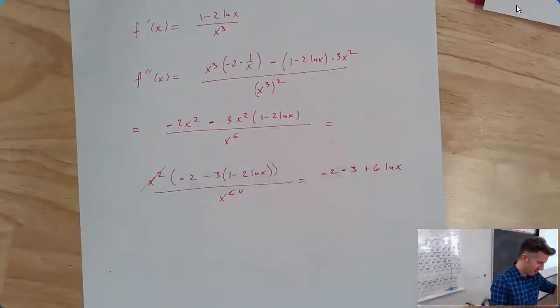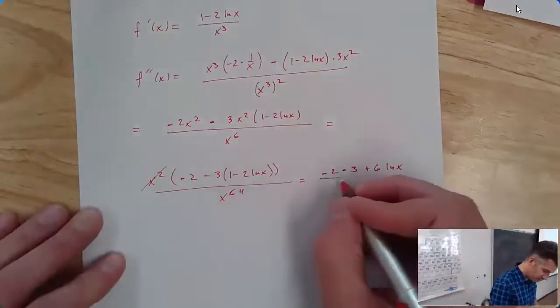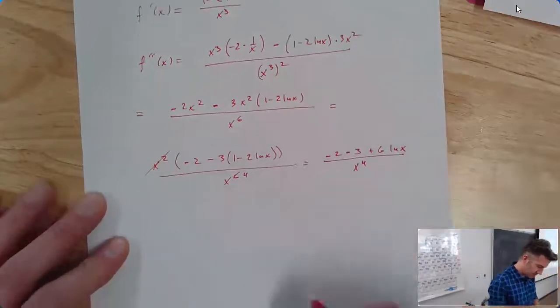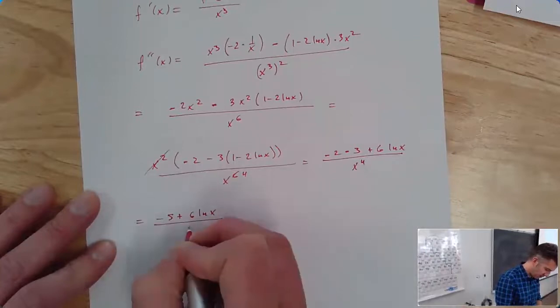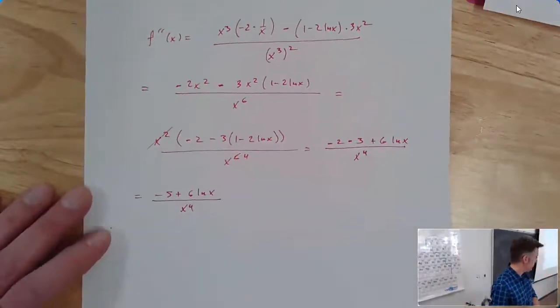I feel like I've made an error here. Not really. It just feels like it's so funky. I want to double check. Nope, that's totally right. I was just hoping it was not, because it's kind of gross. So I end up getting -5 plus 6 natural log of x all over x to the 4th. Not the best thing I've ever seen.